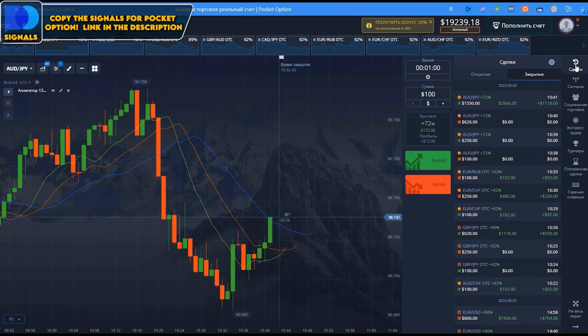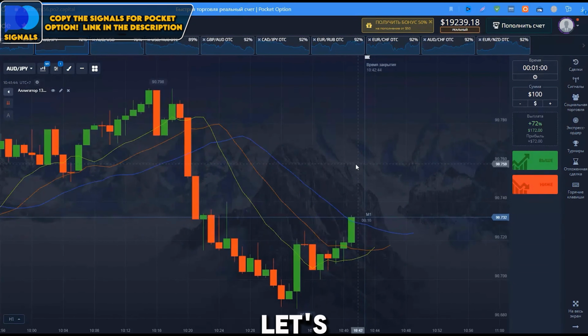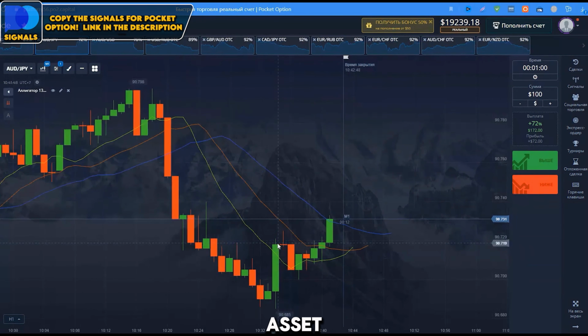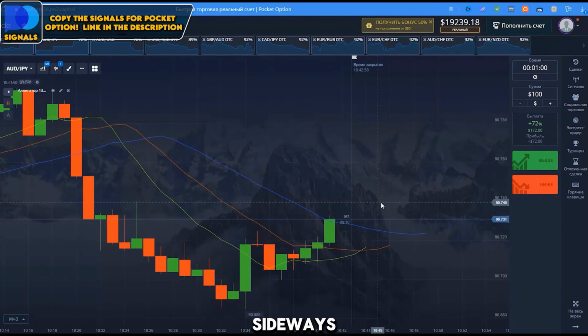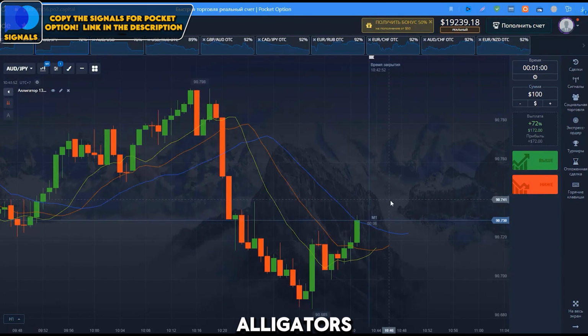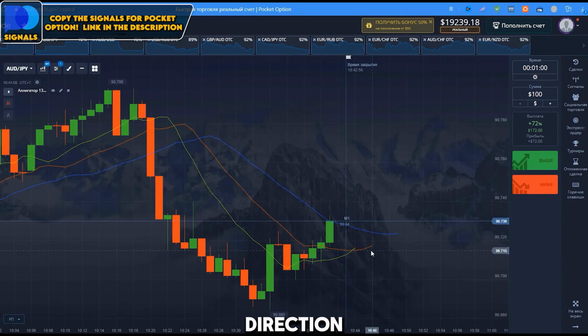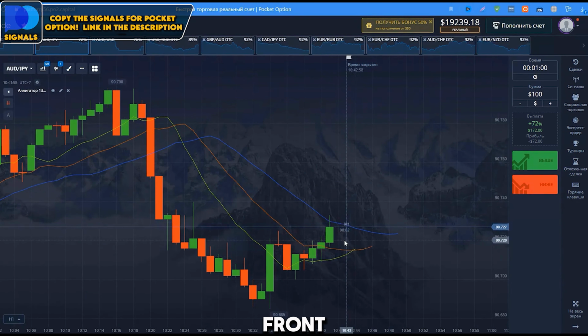That's about it. In general, guys, let's summarize. The most important thing to start from is the movement of the asset. There should be a strong trend and no sideways movement. The moving alligators will generally show you everything, meaning if they are directed exactly diagonally in one direction or another, then you have a clear trend in front of you.